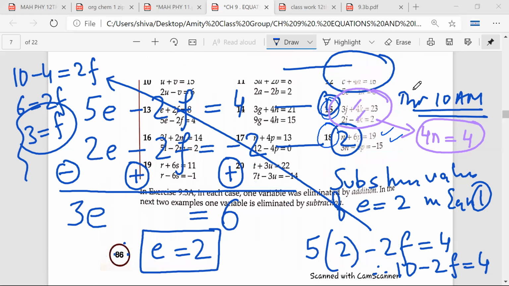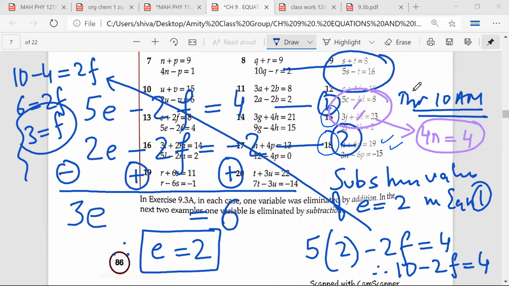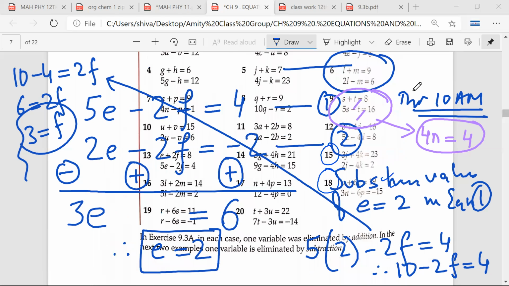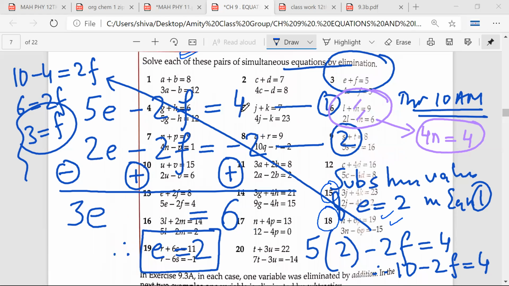In 9.3a, 6p is positive in equation 1 and in the second equation 6p is negative. Yes, you are absolutely right. Okay. In 9.3a, please look at any of the equations. So for example, let me look at question number 2. c plus d is equal to 7, 4c minus d is equal to 8. Now, if I simply add these two equations, this and this will cancel. Therefore, 5c is equal to 15. Therefore, c is equal to 3.